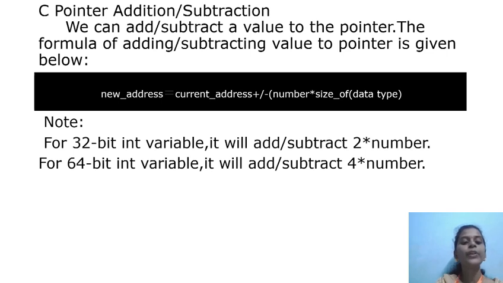Note, for a 32-bit integer variable, it will add or subtract 2 into number. For a 64-bit integer variable, it will add or subtract 4 into number. In the previous slide, we discussed that when a 32-bit integer variable is used, it will be increased by 2 bytes. For a 64-bit integer variable, it will increase by 4 bytes. Like this, we can increase the memory address.